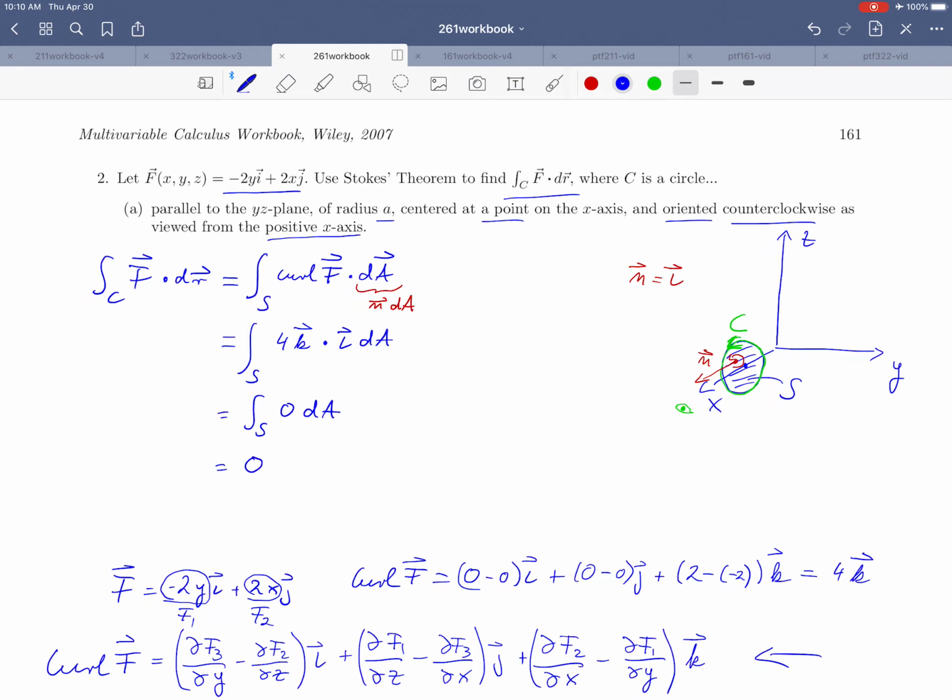Okay, go ahead and try exercise 2b, and then you can read the solution in the workbook.